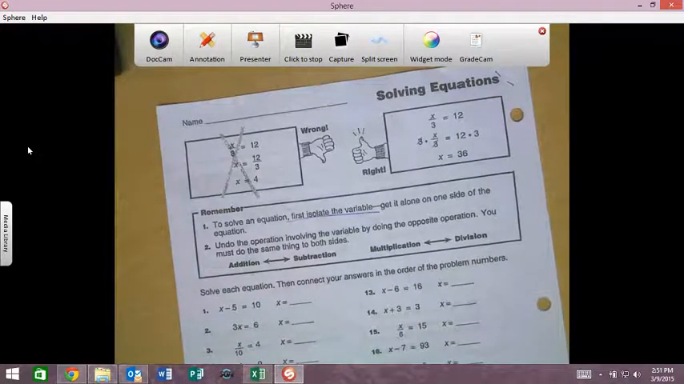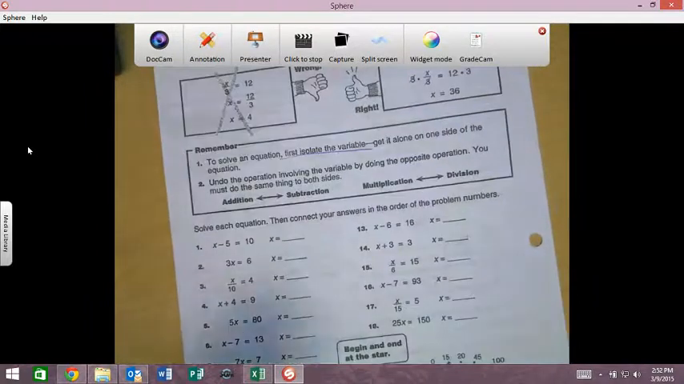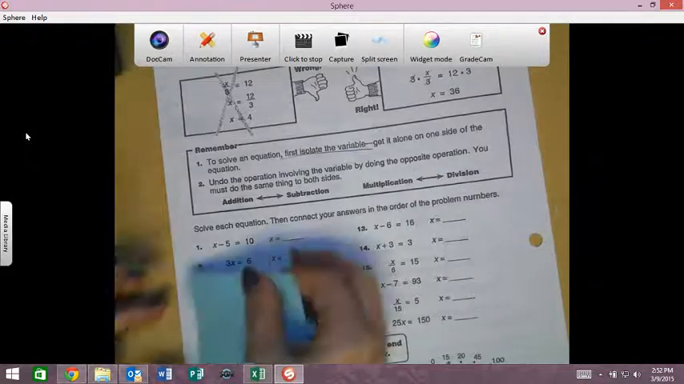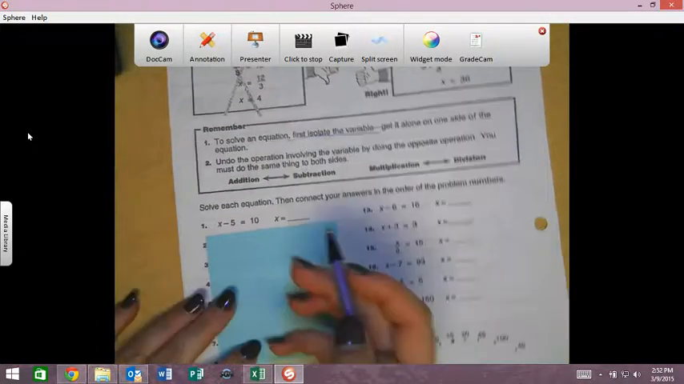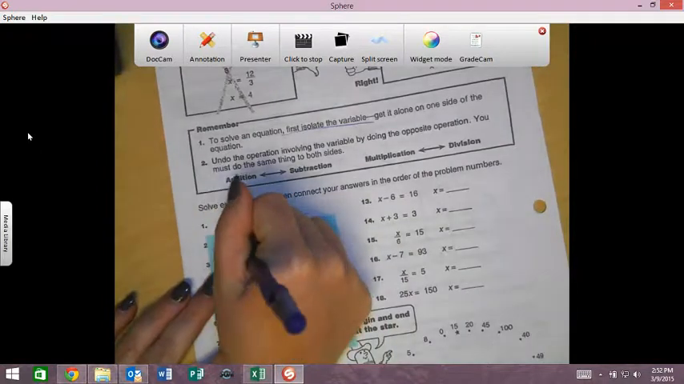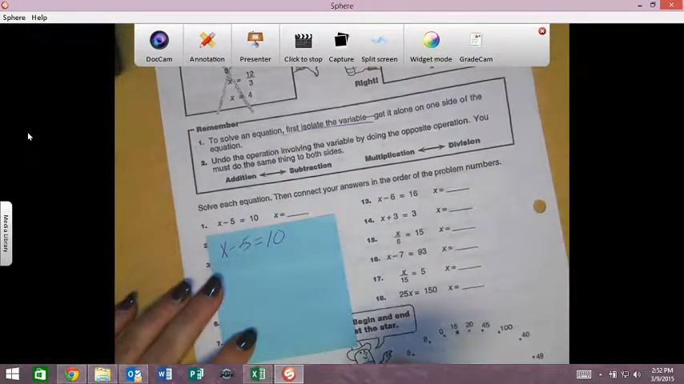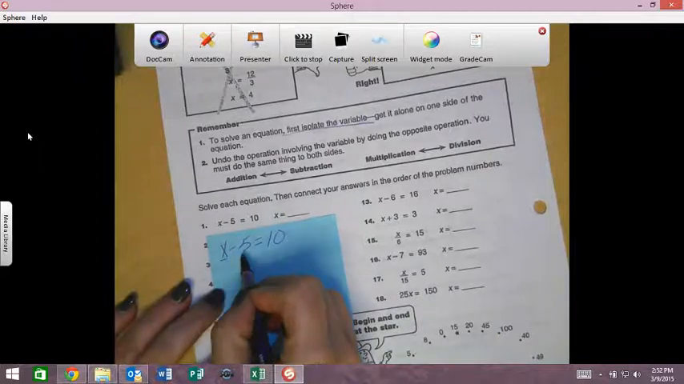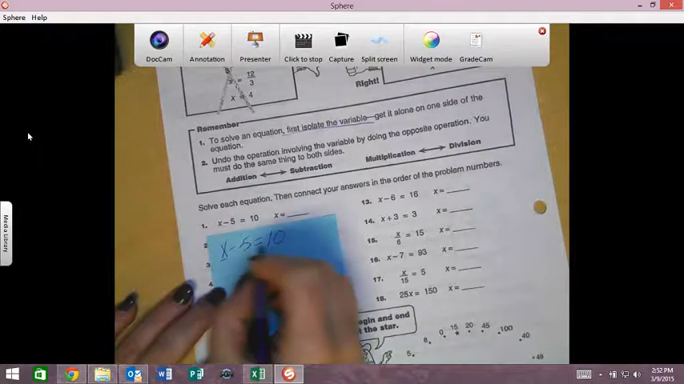First thing we're going to do is we're going to get rid of our adding and subtracting. Then we're going to get rid of our multiplication or division. So I'm going to work a couple of them with you. That way you kind of get a little bit of extra reminder on what you're supposed to do. So on number 1, you have x minus 5 equals 10. Well, we need to get x by itself, so how do I get rid of subtracting 5? I'm going to add 5.